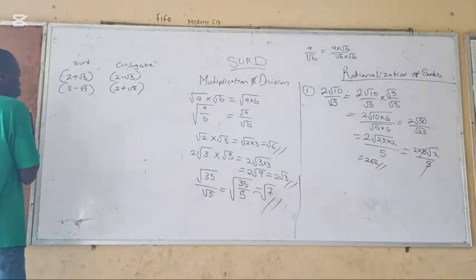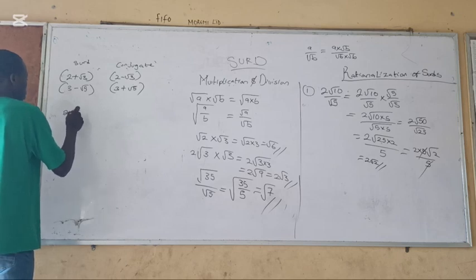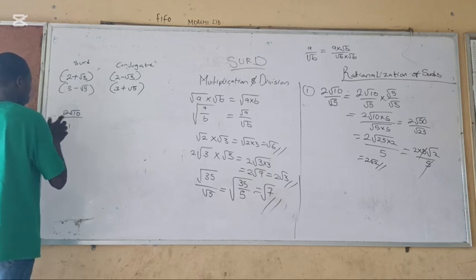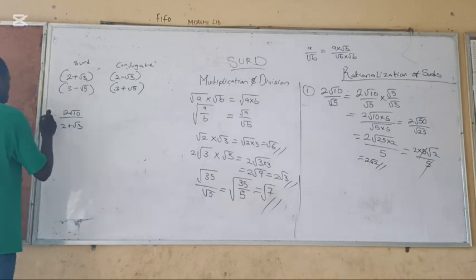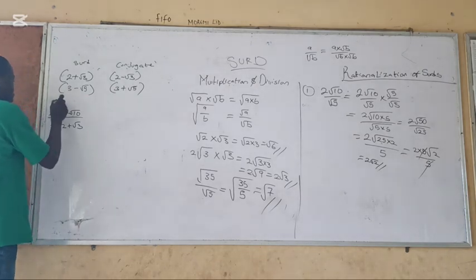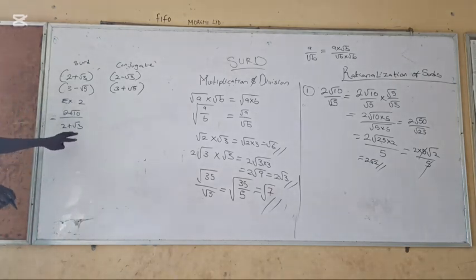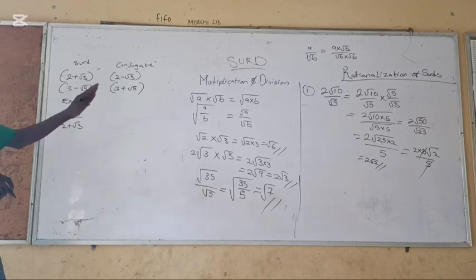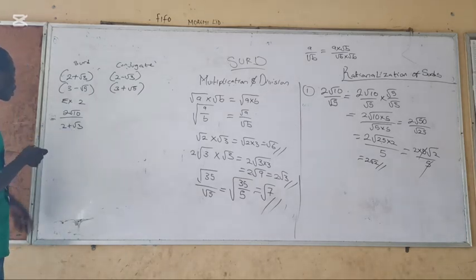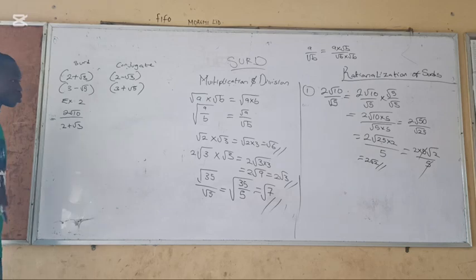Now, let's simplify the question. Let's solve the question. For instance, now, we have 2 root 10 over 2 plus root 3. This is why we are going to apply this. Don't forget example 2. Now, don't forget the denominator, we have a surd as the denominator, so we are going to rationalize. And to rationalize, we are going to multiply the conjugate of the denominator by the numerator and the denominator.